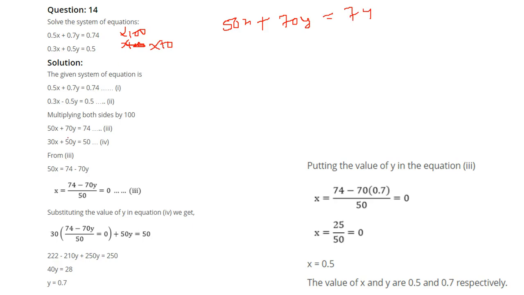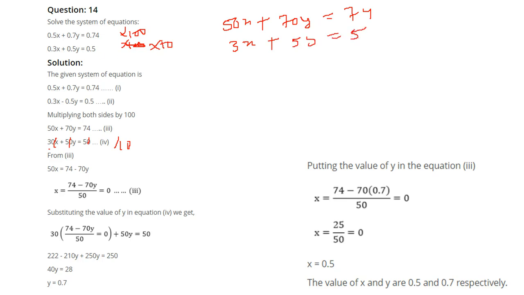So why I am saying here is because ultimately you can divide this whole equation by 10. So 3 plus 5y equal to 5. This equation will come. So let me tell you how it will come. This is 3 by 10. 3 by 10 into 10 is 3. 5 by 10 into 10 is 5y. And then 5 by 10 into 10 is 5. Okay. So this is how you can do.